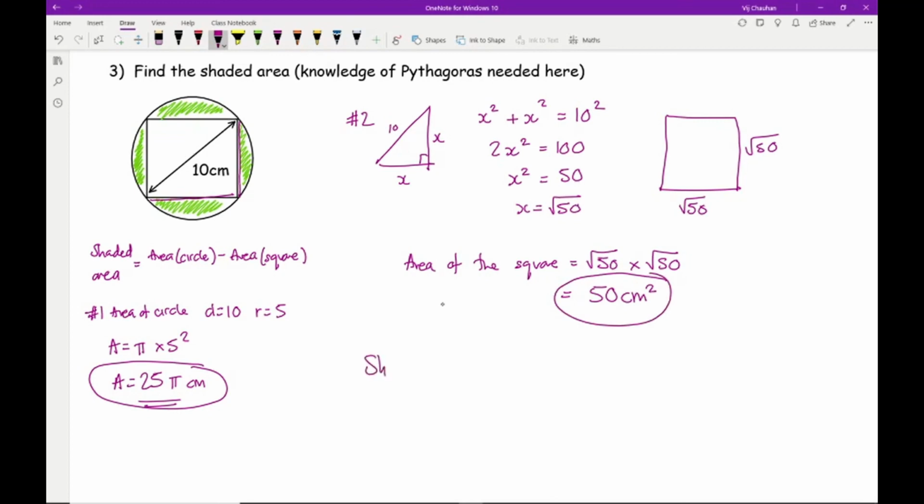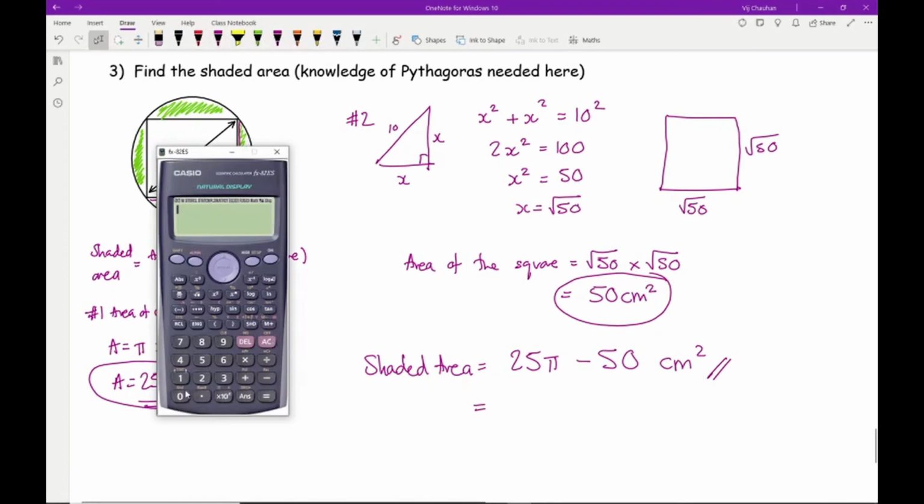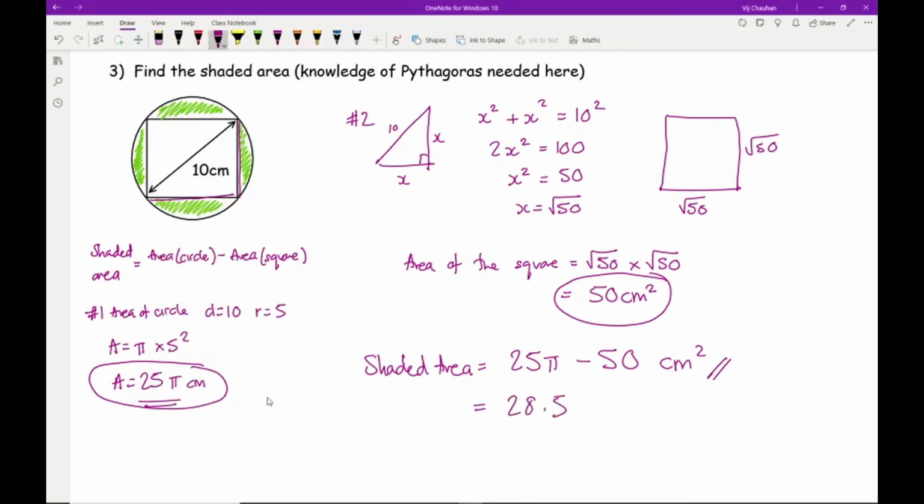So from this, what I've now got is my two bits of information. So then the shaded area is going to be the area of the circle, which is 25 pi, minus the area of the square, which is 50. Now if I wanted to leave my answer in terms of pi, then that would be it. However, I'm going to type this into my calculator, which I'll do again on this one here. So I'm going to enter 25 pi minus 50, and I get 28.5 to 1 decimal place. So it's 28.5 centimetres squared to 1 decimal place.